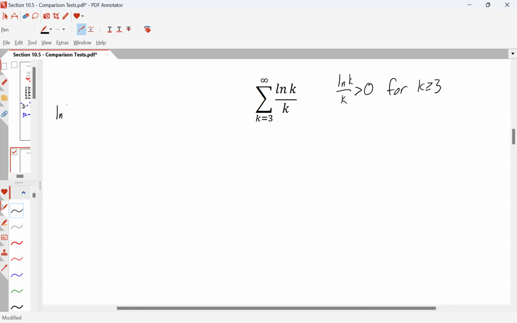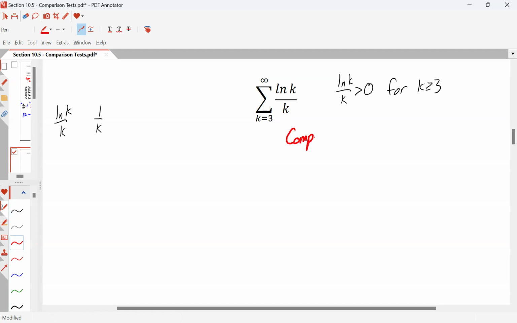So we have the natural log of k over k, and we want to compare it to some series. Most often, we want to compare to a geometric or a p series. The thing that's throwing me off is this natural log of k. What if I just get rid of it? So the easiest p series to compare to would be 1 over k. So that's exactly what we're going to compare it to.